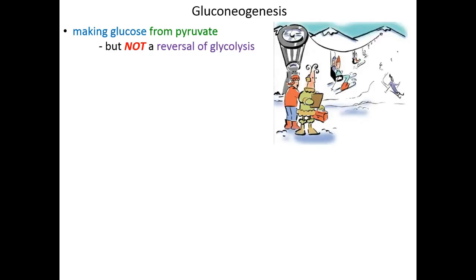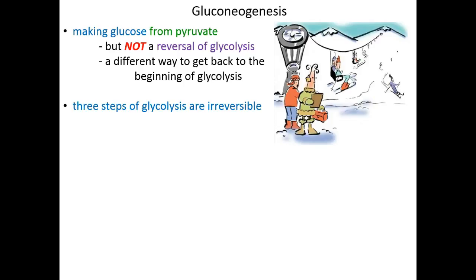It's a whole other thing to go back up that mountain, and you're certainly not going back up the same way. So gluconeogenesis is the reverse of glycolysis in principle, but it's not the reverse of glycolysis in terms of pathway. It's a different way to get back to the beginning of glycolysis, in other words, a different way to get from pyruvate to glucose. So again, luckily for us, there are 7 steps of glycolysis that are directly reversible. They're just going to go the opposite way from what we've learned before. And there are 3 steps of glycolysis that are irreversible, that can't go backwards.